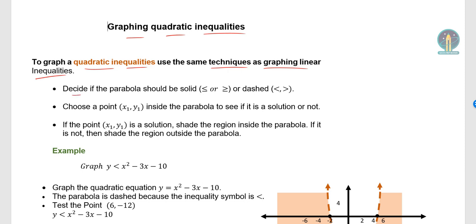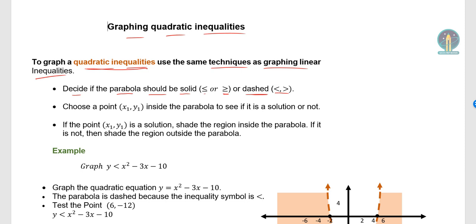First, decide if the parabola of the quadratic inequality should be solid or dashed. It would be solid if you had a less than or equal or greater than or equal sign, and it would be dashed if you had a less than or greater than sign, meaning no equal with the inequality sign.